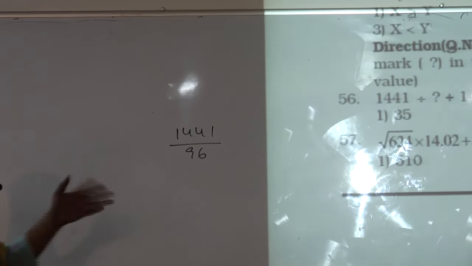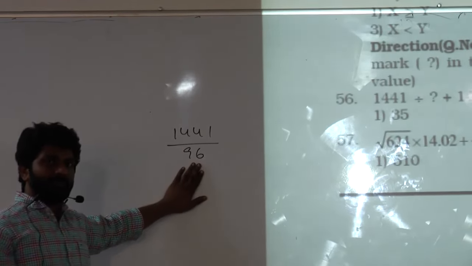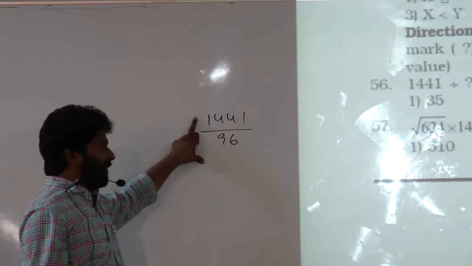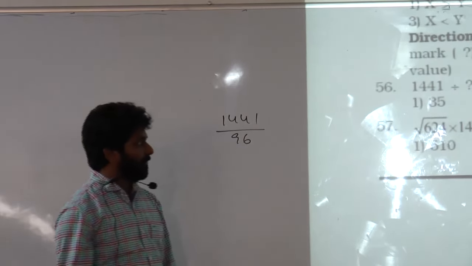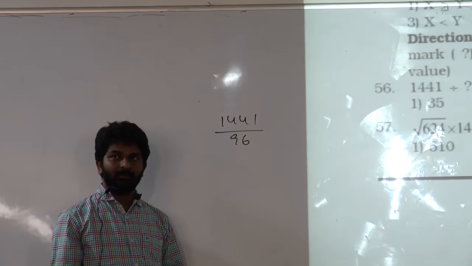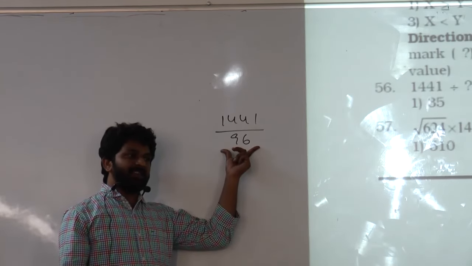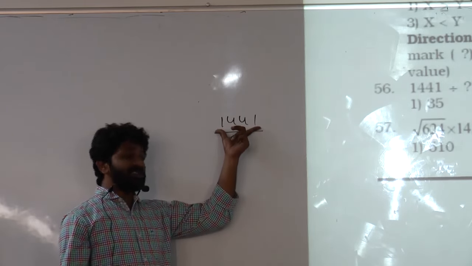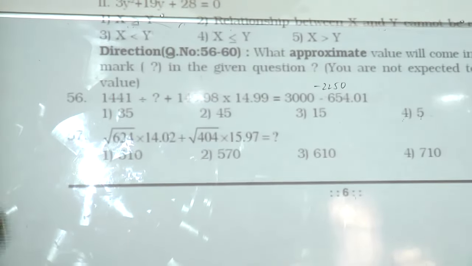Wait. 10 times of this number, 960. 20 times of this number, 1920, which is in between that, right? So the answer is more than 10 but less than 20. How many options are there? Only one, right? 15 is the answer. 10 times the denominator is 960, which is more than that, so the answer is more than 10. 20 times the denominator is 1920, which is less than that, so the answer should be less than 20. More than 10, less than 20. Only one, 15. Next.